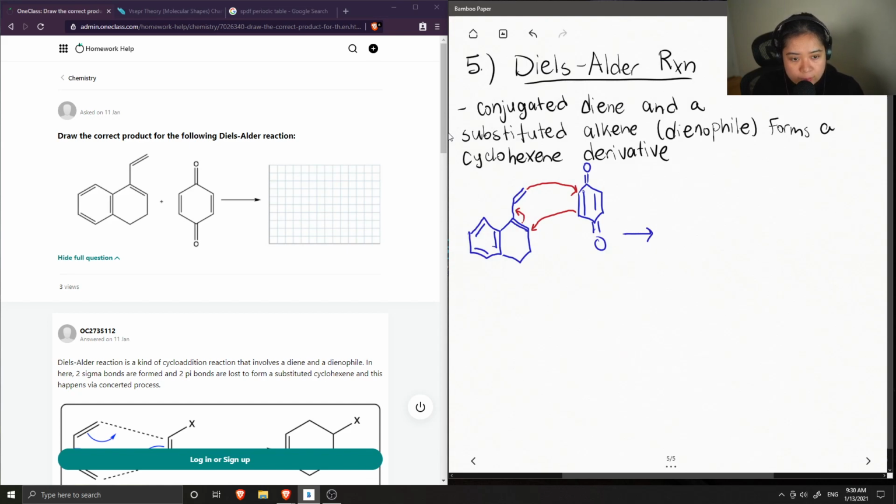And this leaves us with our product. So this part stays the same. But when we get to this part of the compound, we have a newly formed bond that kind of brings the two together to form a cyclohexene derivative.